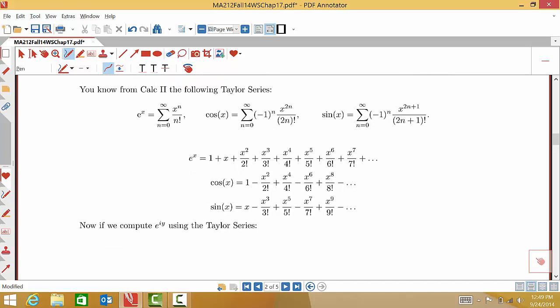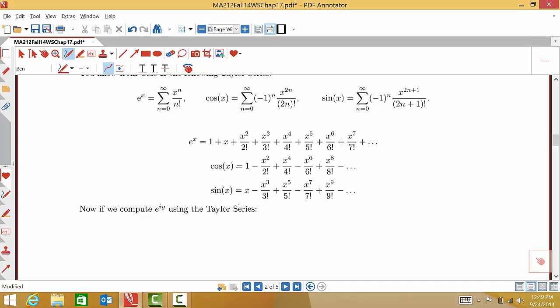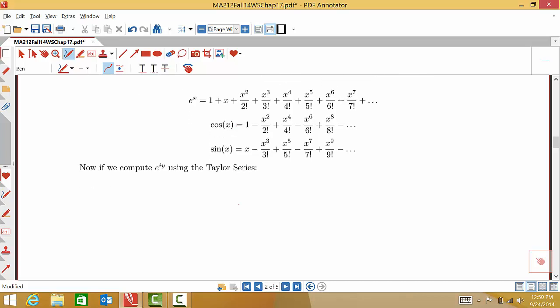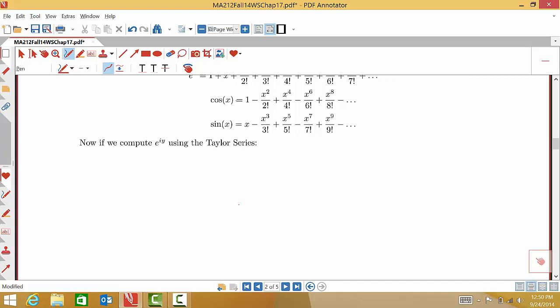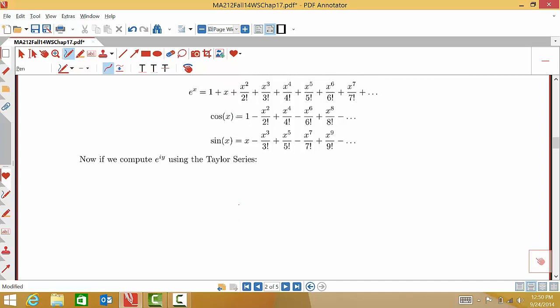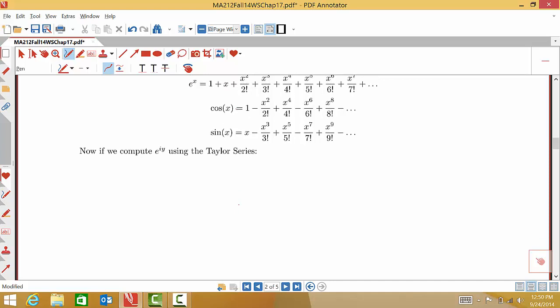Remember these formulas from Calc 2. You remember the Taylor series for e to the x is 1 plus x plus x squared over 2 factorial plus x cubed over 3 factorial plus so on and so forth. And these are the Taylor series for cosine x and for sine x. Cosine x is 1 minus x squared over 2 factorial plus x to the fourth over 4 factorial minus x to the 6 over 6 factorial, and so on and so forth. And there's a similar Taylor series for sine of x.